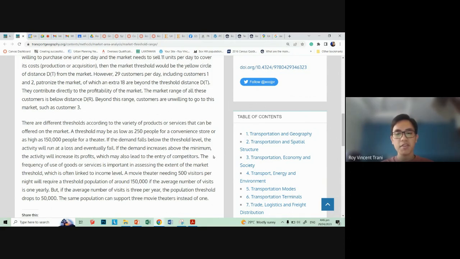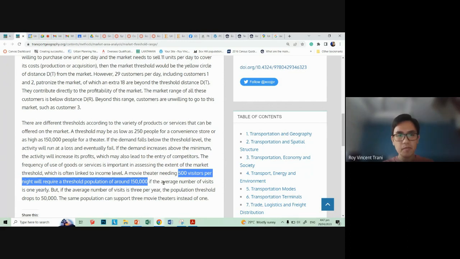So a movie theater needing 500 visitors per night will require a threshold population of, for example, 150,000 if the average number of visits is 1 yearly. But if the average number of visits is 3 per year, the population threshold drops to 50,000. So it's divided by 3. The same population can support 3 movie theaters instead of 1. So a theater needs 500 visitors per night, which requires a population of 150,000. And if the 150,000 visit the theater 3 times a year, they can support three different theaters, is what they're saying over here.